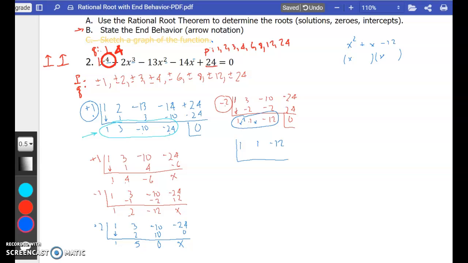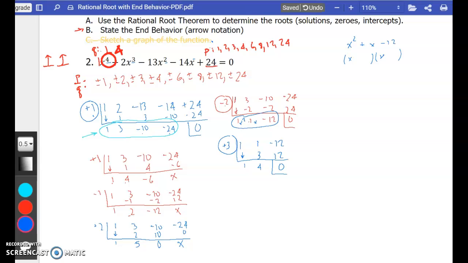So I left off at negative 2. I'm going to go to 3. Bring down the 1. 3 times 1 is 3. 1 plus 3 is 4. 3 times 4 is 12. Gives me a 0. So that is 3 of my 4 roots.